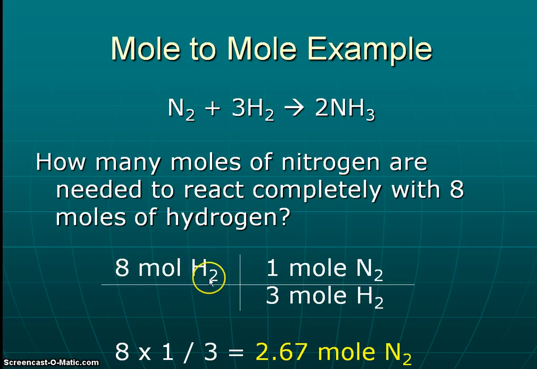So if you start with what you're given, 8 moles of H2, bring the moles of H2 down. This time you're turning it into moles of nitrogen, and then these 2 numbers came from your coefficients.